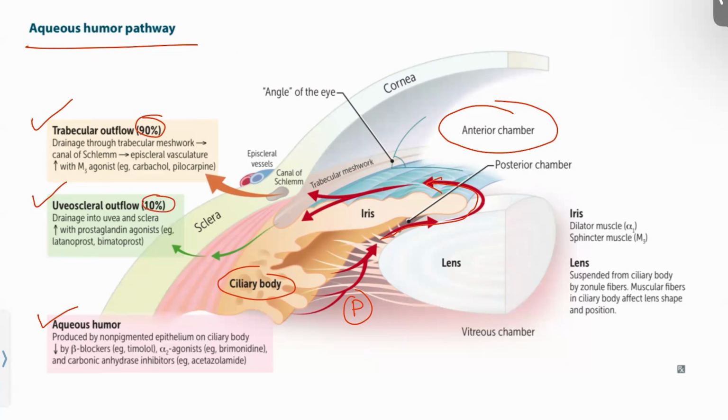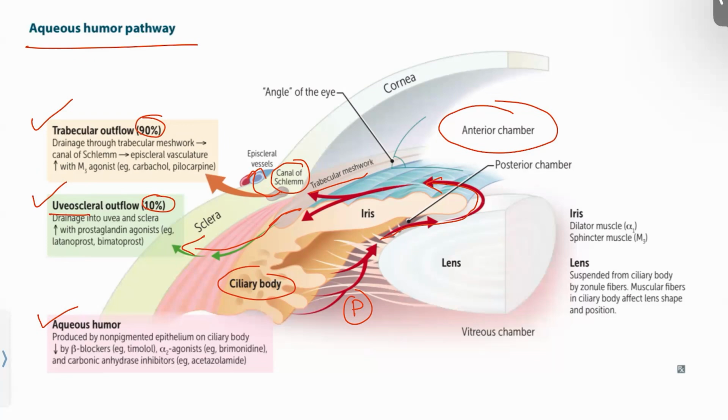After entering the trabecular meshwork, it will enter the canal of Schlemm. After this, it will directly enter the systemic circulation. So this is one of the major outflows of the aqueous humor. And another one is the uveoscleral outflow. Through the uvea and the sclera, it will enter the systemic circulation. So this is how the aqueous humor production and outflow is seen.